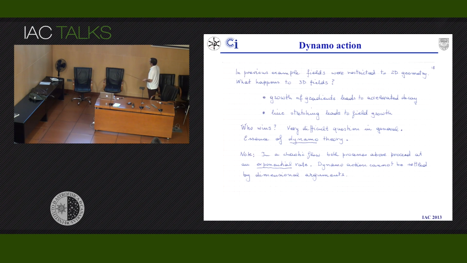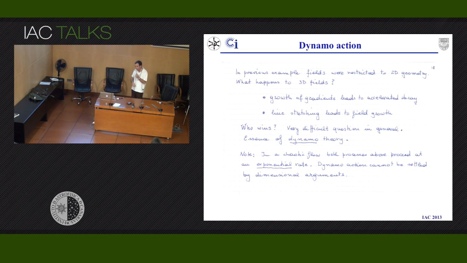And why is that? Because if you look at what happens in a complicated flow, well, we've already seen that the gradients in a complicated flow grow exponentially fast. They get exponentially big. These wave numbers diverge and become exponentially large. So gradients get very, very big very quickly. What about stretching? Well, stretching is also exponential. All right? So you have two competing processes that both proceed at an exponential rate. So which one wins depends on who's got a bigger exponent.